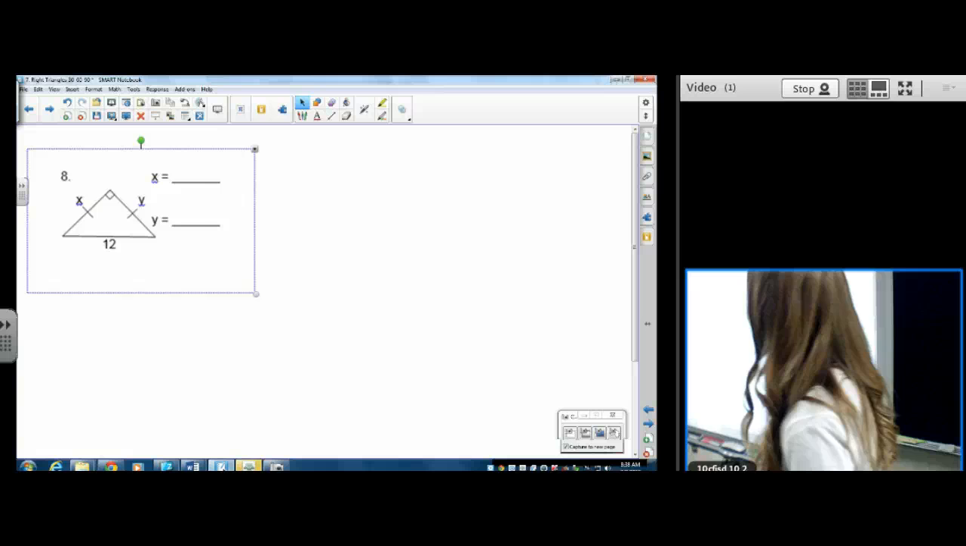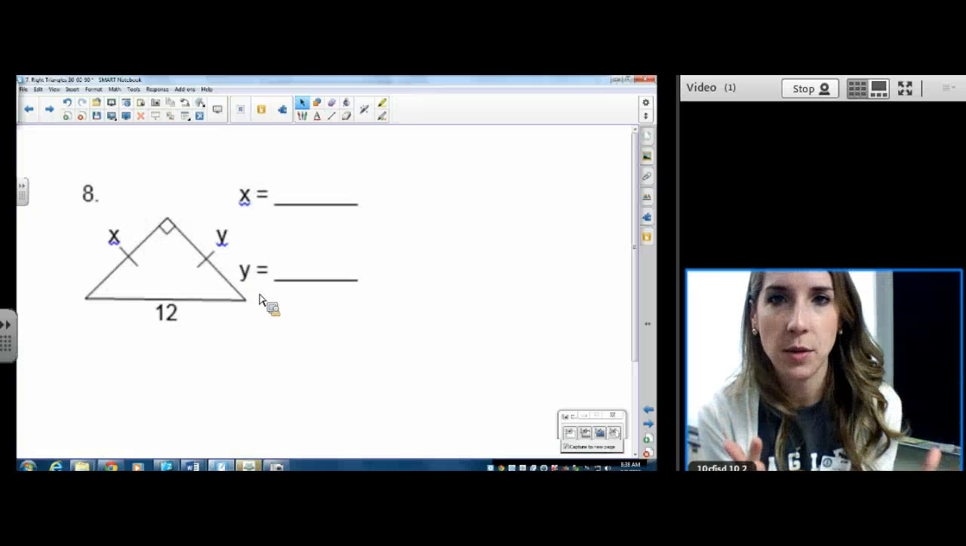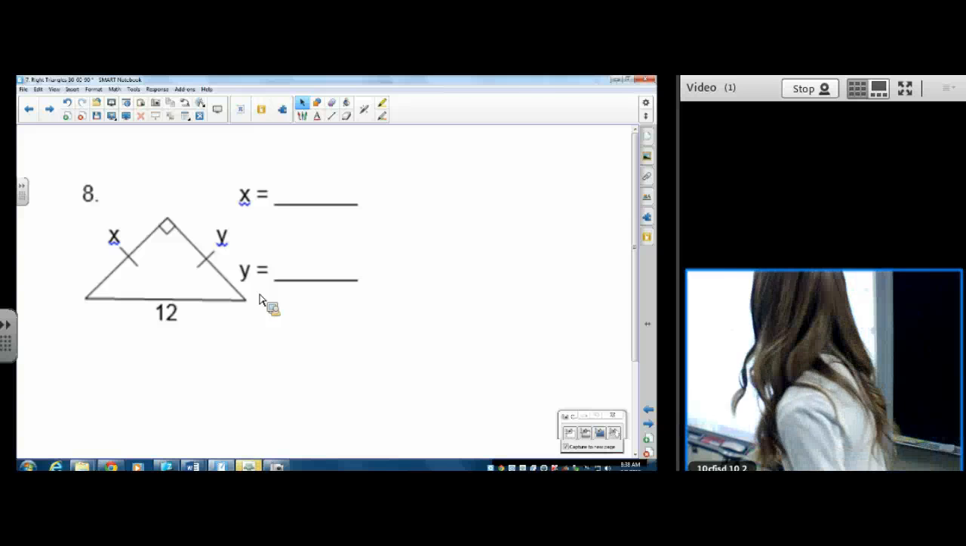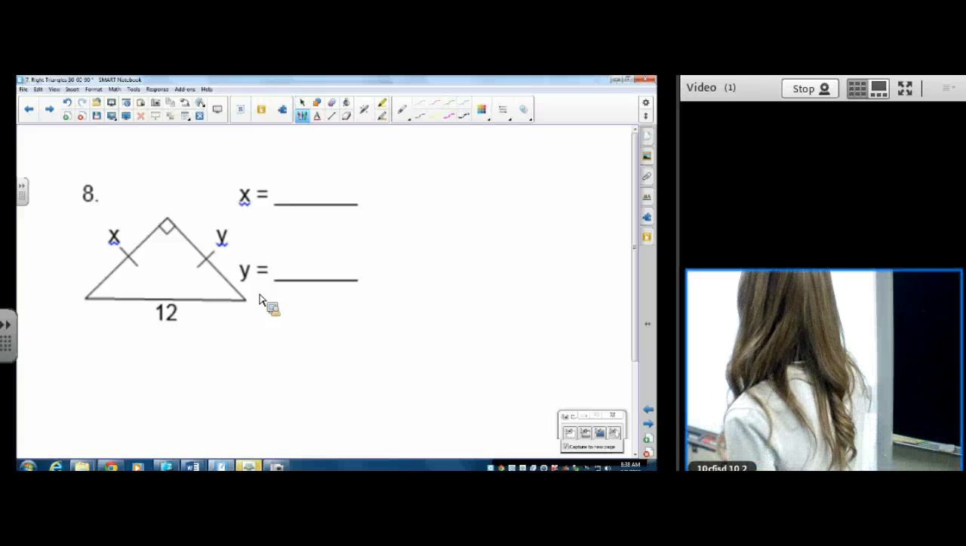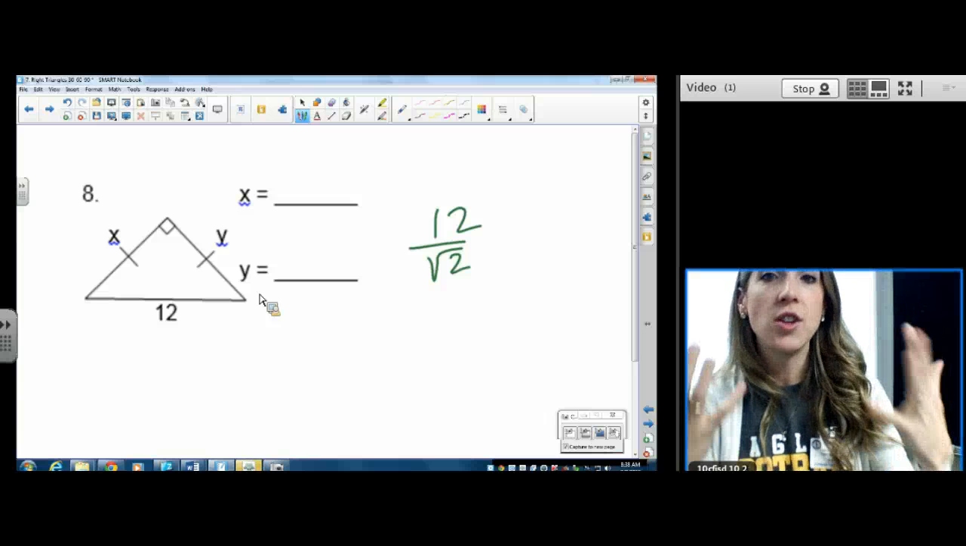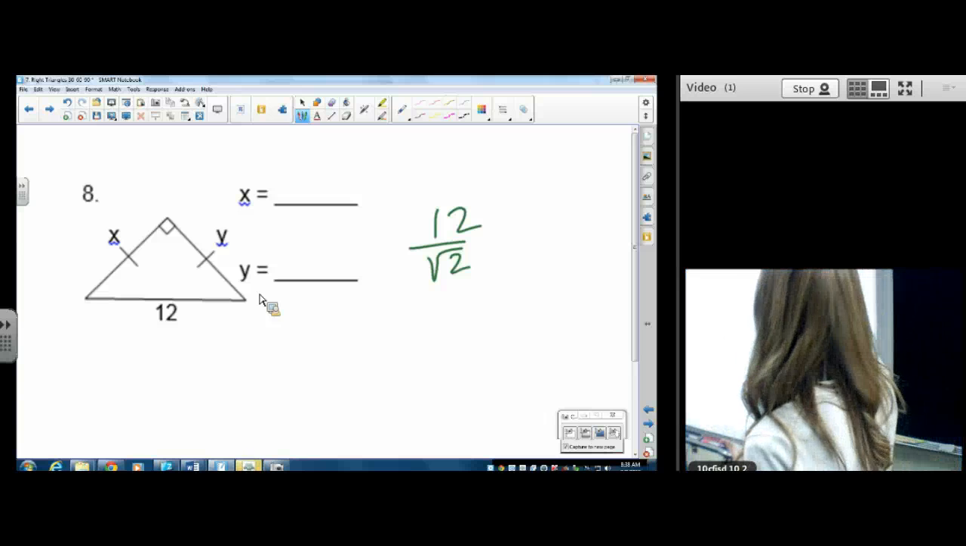Now we're looking at number 8. Oh my goodness, we're in the same exact situation. We are given a hypotenuse and we're looking for a leg. So I'm not going to go over that again. I'm just going to dive right into it. We know we have to extract a root 2 out of it. We have to undo multiplying by root 2. We have to divide by root 2.